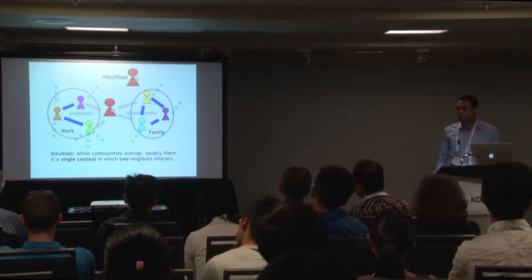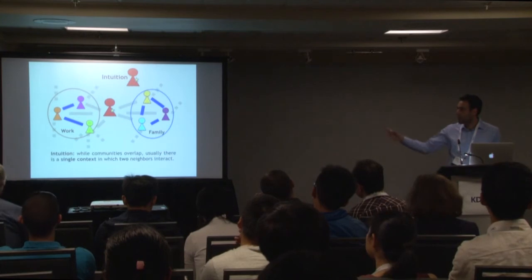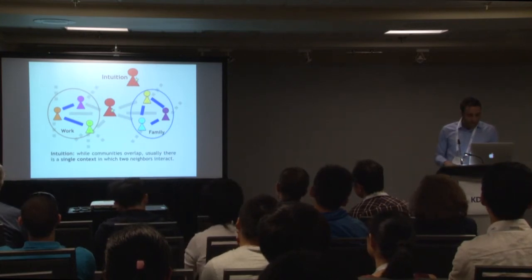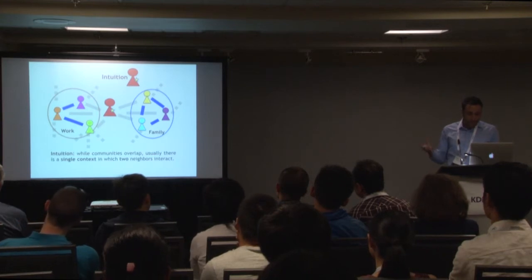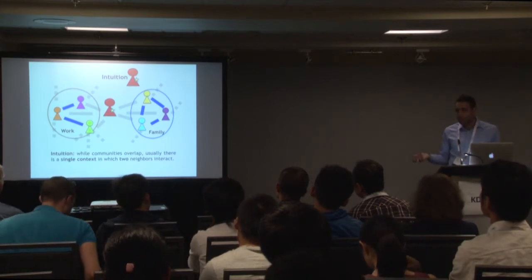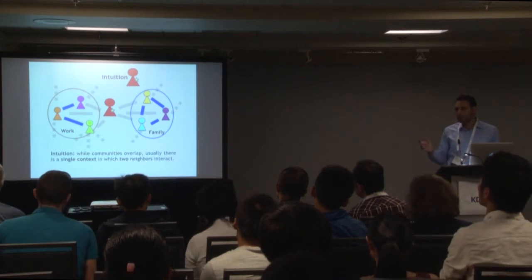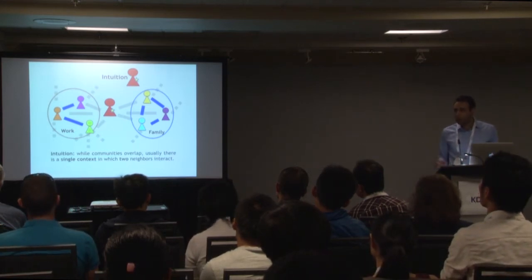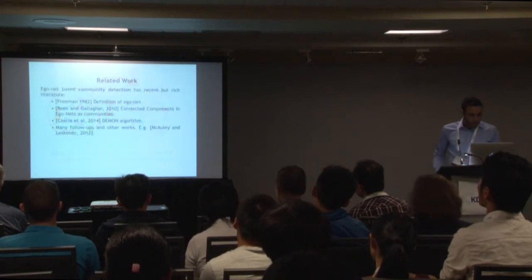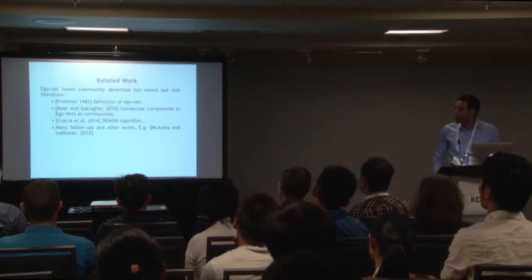And if you look at your social intuition for your real world life, you will see that this probably happens. So this is very interesting. The reason this happens is that while nodes belong to multiple communities, pairs of nodes usually belong to a single community. So there is usually one reason for which you know each person that you know.